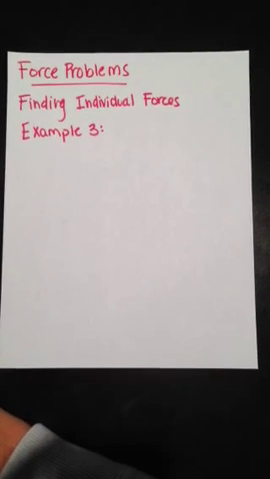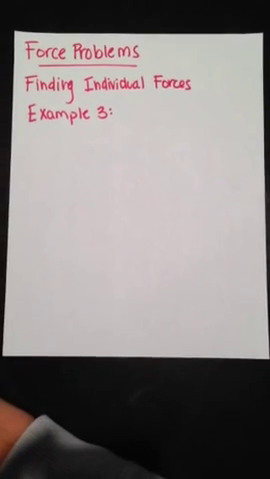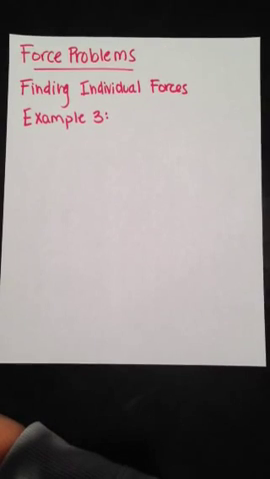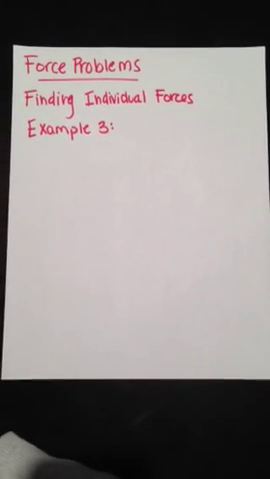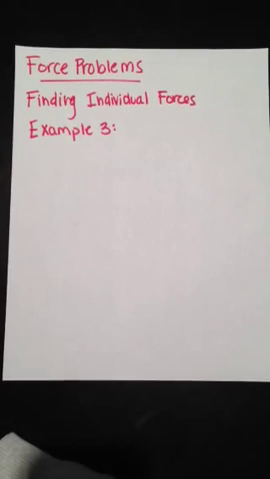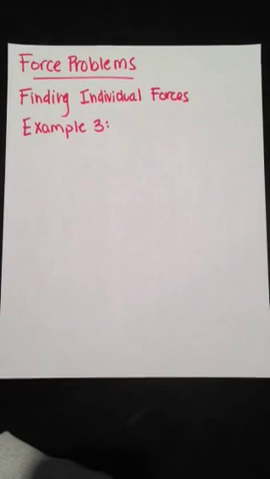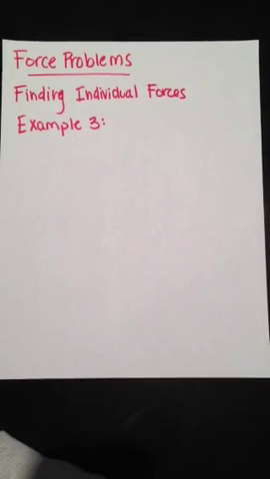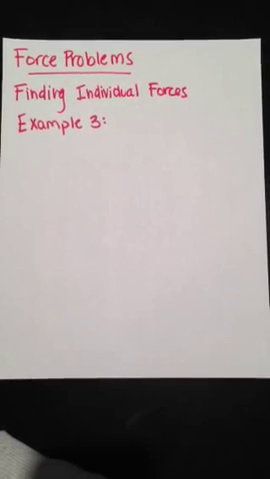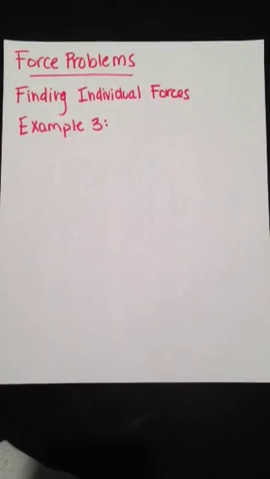All right, we have another force example. This force example deals with finding individual forces. So example 3: an applied force of 170 newtons is used to accelerate an object to the right at a rate of 13 meters per second squared across a frictional surface. If the mass of the object is 8 kilograms, what is the force of friction acting on the box?